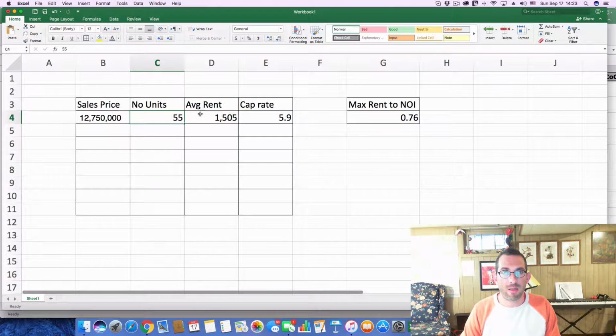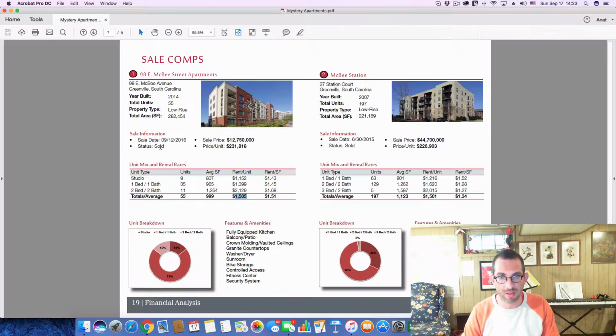So you're multiplying the number of units times the average rent to get the monthly rent. Then you multiply that by 12 to get the maximum gross rent. And then you multiply that by the 76% to get what the NOI is that he's suggesting. And then you divide it by the sales price, and that's how you get the cap rate that he's trying to suggest. So let's see how another property works out as far as that's concerned.